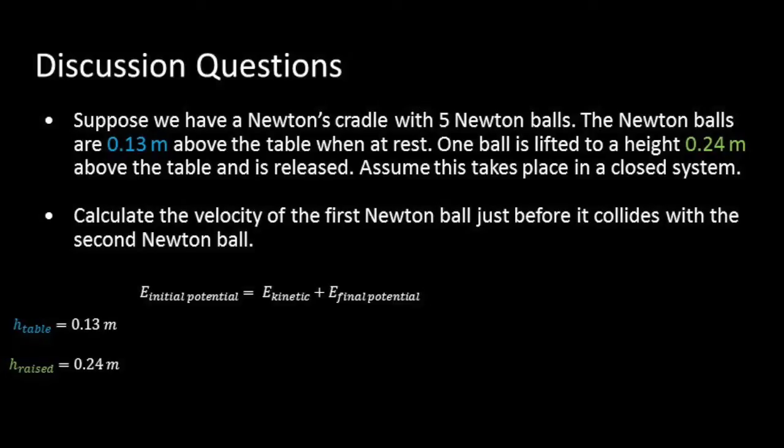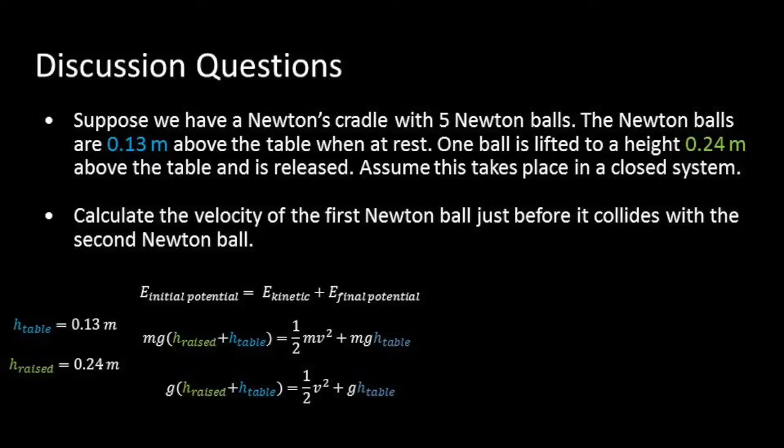Well, we have to use the conservation of energy. When the ball is initially released, it only has potential energy. When the ball is just about to hit the second Newton ball, it has both kinetic and potential energy. Therefore, we could state that mg(h raised) plus mg(h table) is equal to 1/2 mv squared plus mg(h table).